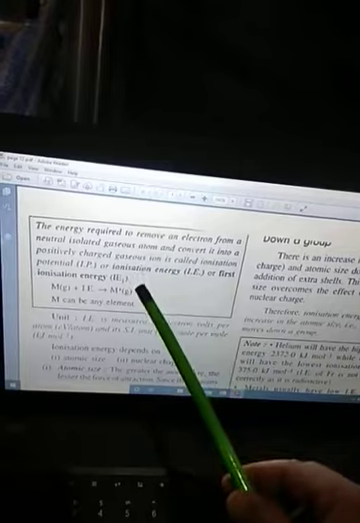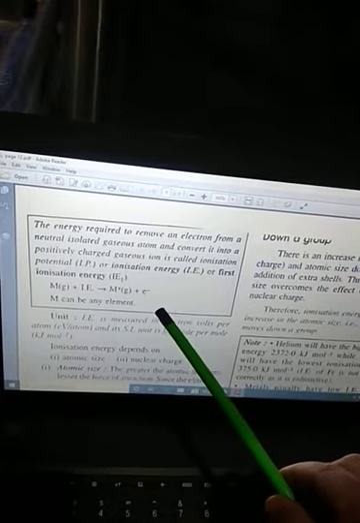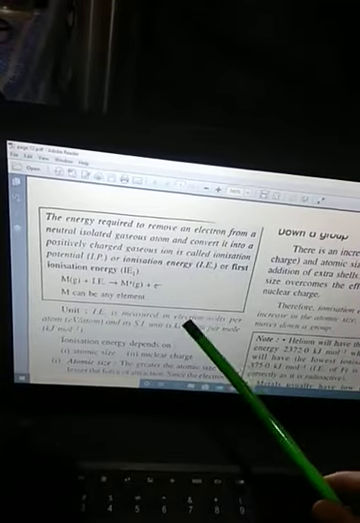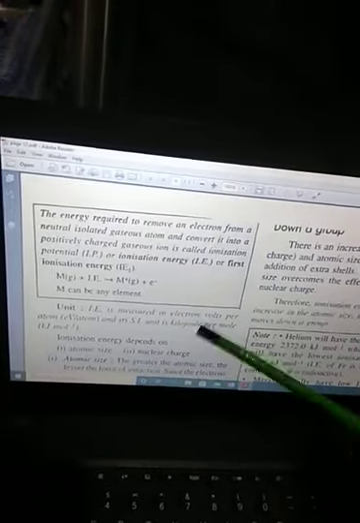Okay, so the definition tells us the energy that is required to remove an electron from the outermost shell of a neutral gaseous atom so that it can be converted into a positively charged gaseous ion is called ionization potential or ionization energy. So basically ionization energy is the amount of energy required to remove one electron from the outermost shell of a neutral gaseous atom to convert it into a positively charged ion.